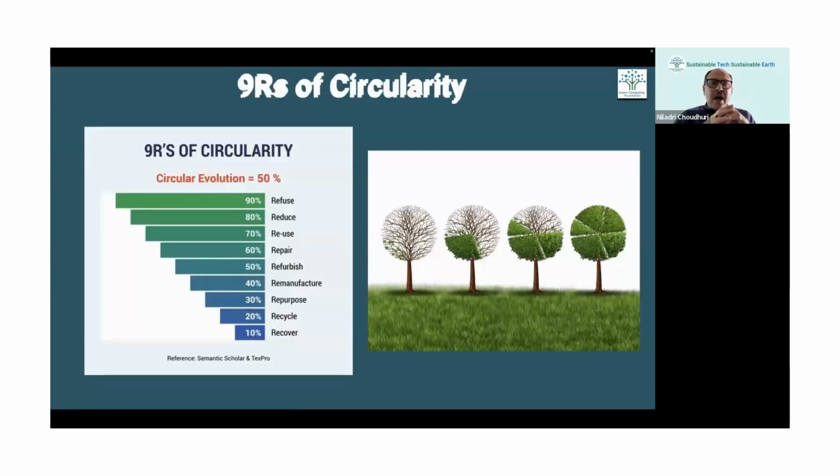So there are 9 R's of circularity. Recover, recycle, repurpose, remanufacture, refurbish, repair, reuse, reduce, refuse. So we have to practice all of these in our work. That requires innovation, that requires change in our policies.